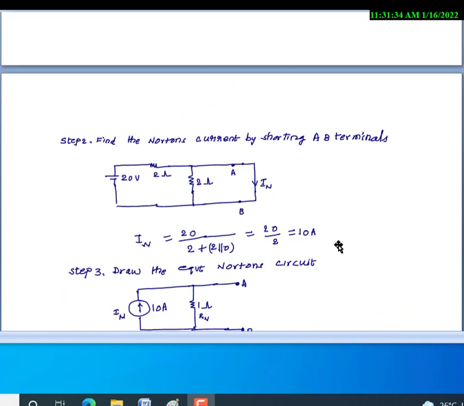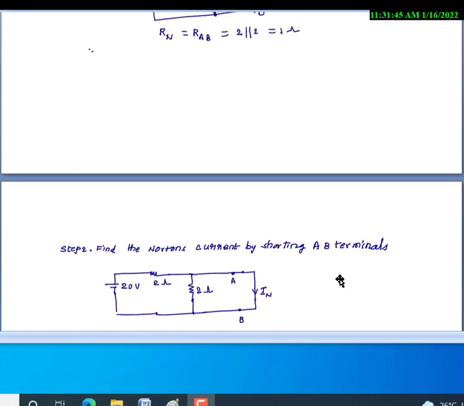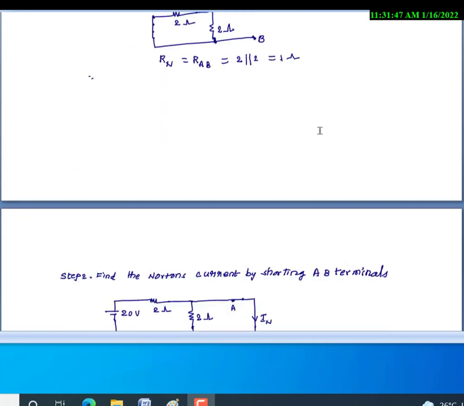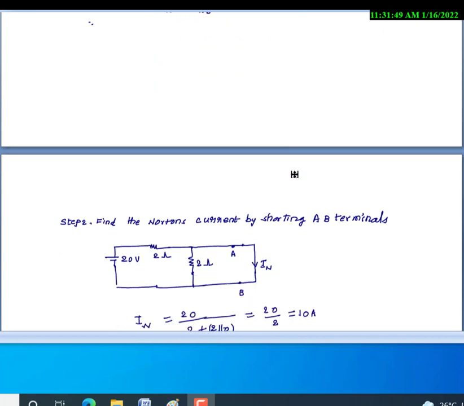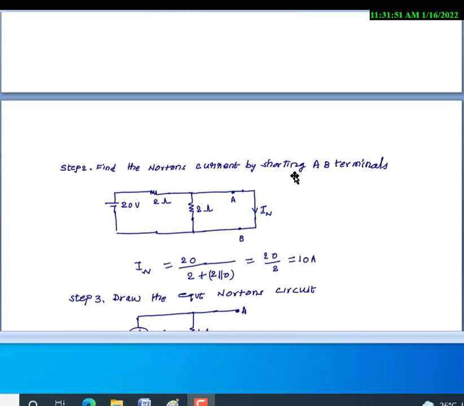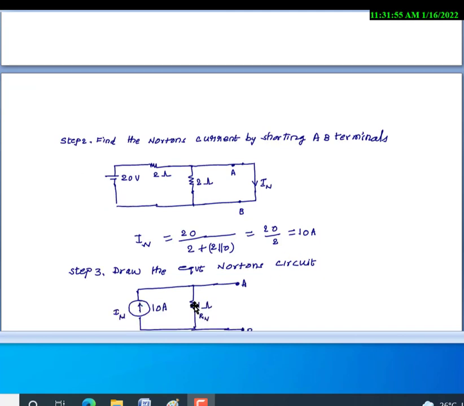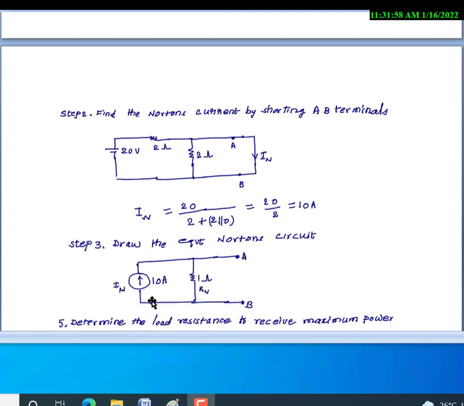Next step is drawing the Norton's equivalent circuit. Norton's equivalent circuit is nothing but Norton's current in parallel with the Norton's resistance. Norton's resistance is already calculated as 1 ohm between terminals A and B. Similarly, the Norton's current with respect to terminals A and B is also calculated as 10 amperes. So now we represent that in the equivalent circuit like this: 10 amperes in parallel with Norton resistance 1 ohm.